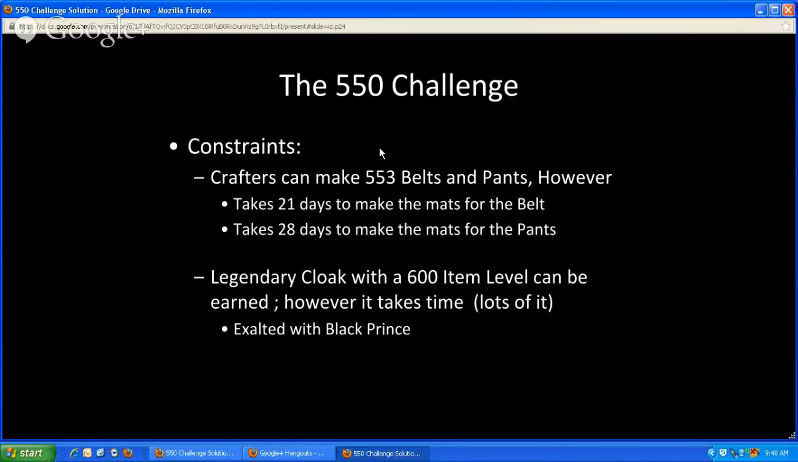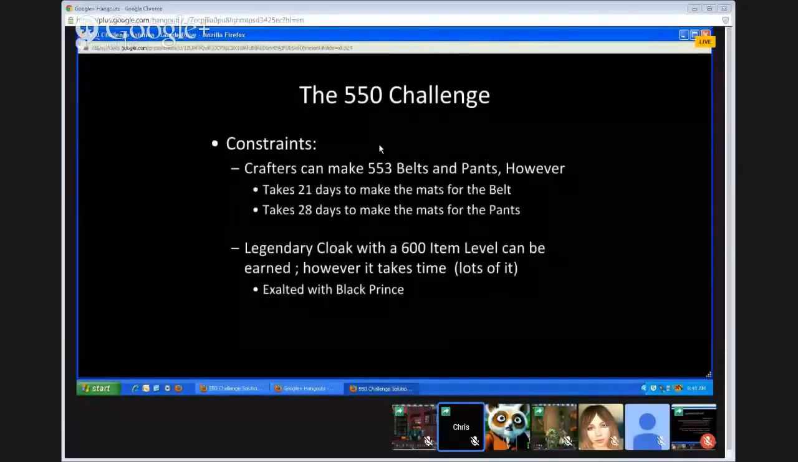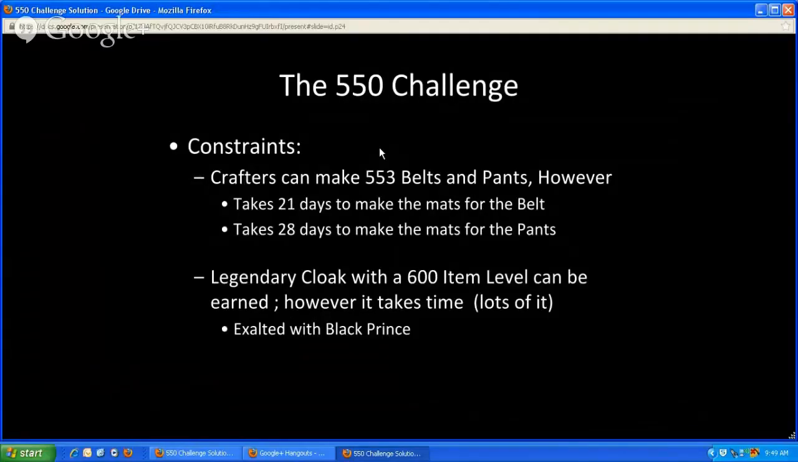Oh, I do have one other thing to add about the cloak. Obtaining the cloak will help you reach that 550 challenge quicker, because it opens up another aspect of the game that can get you some 559 gear. And we'll leave that until you do the presentation on the cloak. That's a mystery item. Yeah, Jacori actually said in guild chat, it's a lot of grinding.